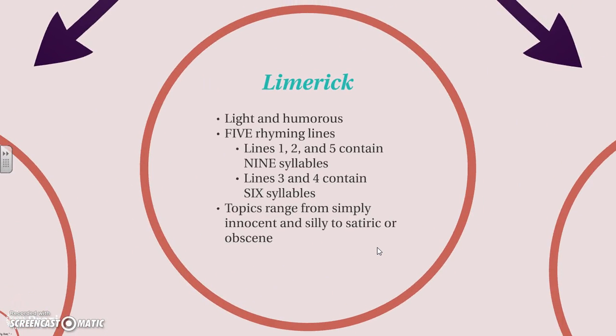Okay, my favorite kind here, a limerick. These are light and humorous fixed form poems, and this is strict in the fixed form. Okay, so you have 5 rhyming lines. So it's just one simple stanza. Lines 1, 2, and 5 have the same rhyme, and they are 9 syllables. And then lines 3 and 4 have only 6 syllables and the same rhyme. So the rhyme scheme is going to be A, A, B, B, A.